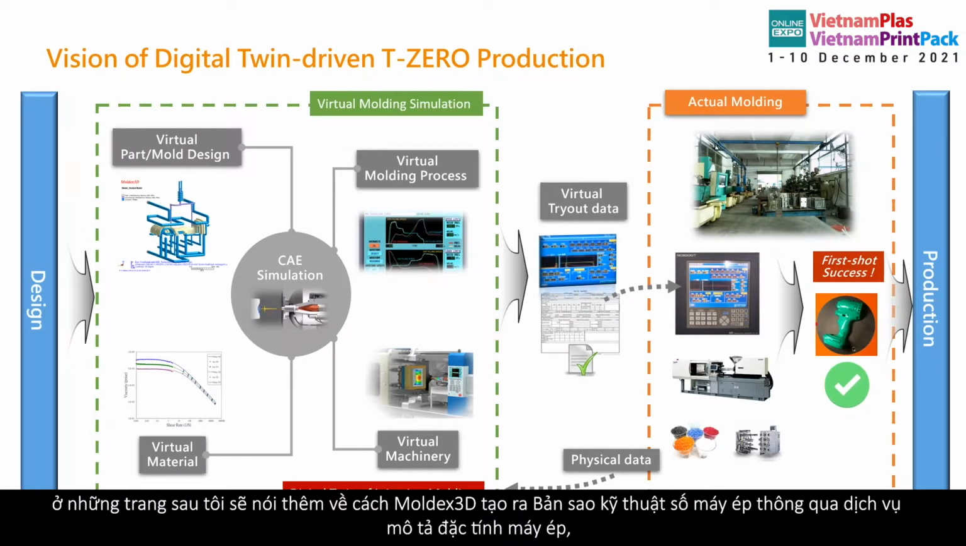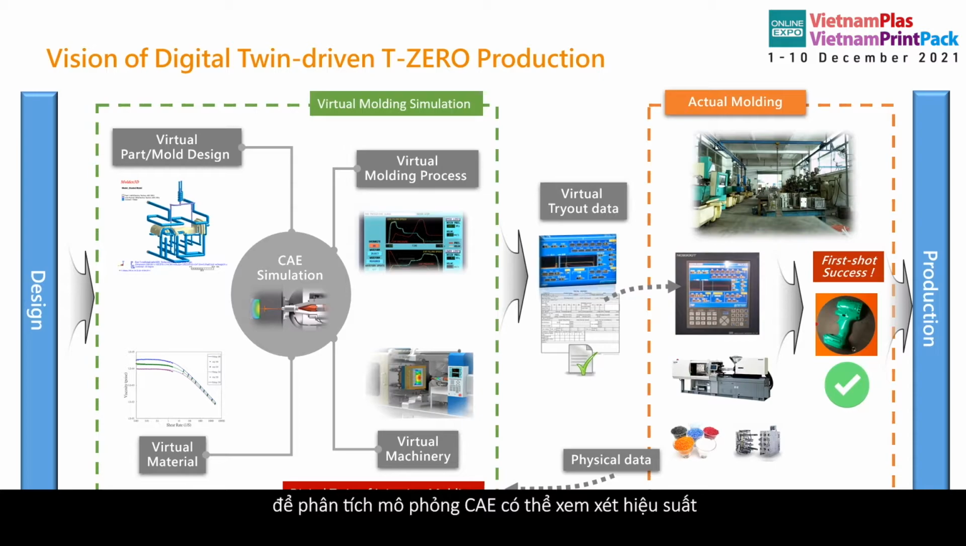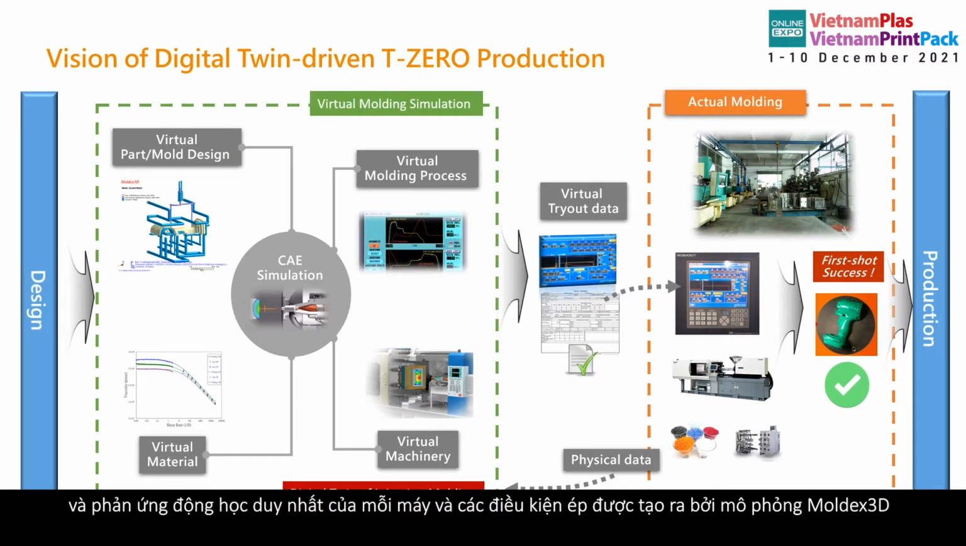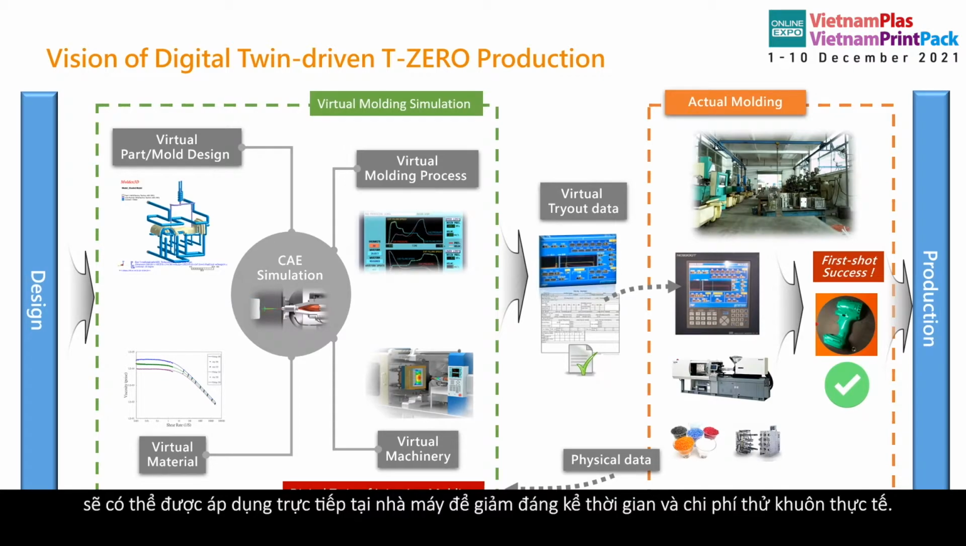I will further talk about how Model 3D creates a machine digital twin through machine characterization services. So the CAE simulation can consider the unique performance and dynamic response of each machine, and process conditions generated by Model 3D simulation will be able to be directly applied on the shop floor to dramatically reduce the time and cost of the actual mold tryout.